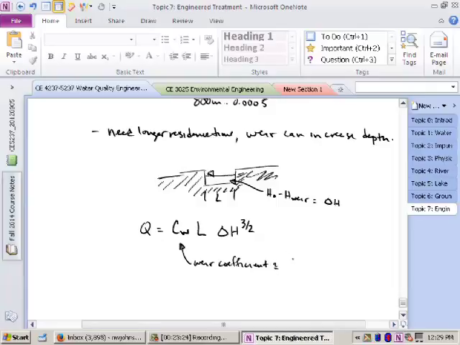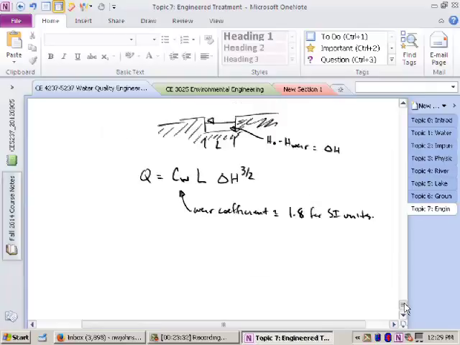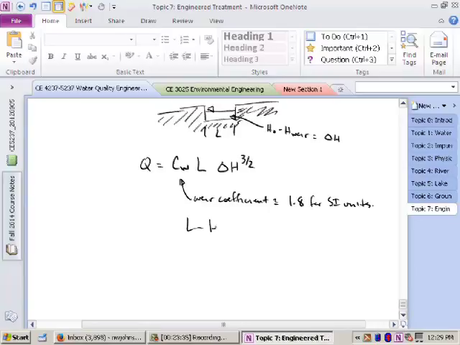The coefficient is something like about 2 or 1.8 for SI units. And L is the length of the weir. So for our previous design flow of 0.05 meters cubed per second, that is equal to 1.8 times, if we do even a 1 meter wide weir opening, times delta H to the 3/2.